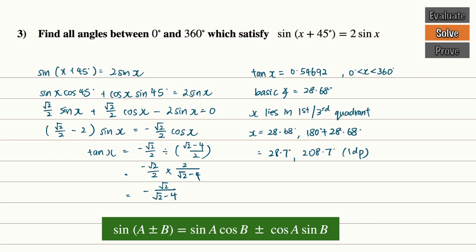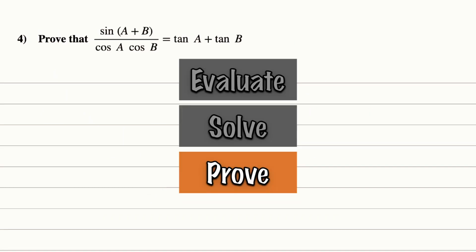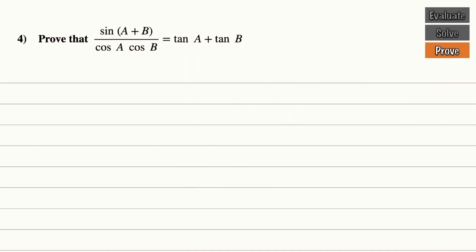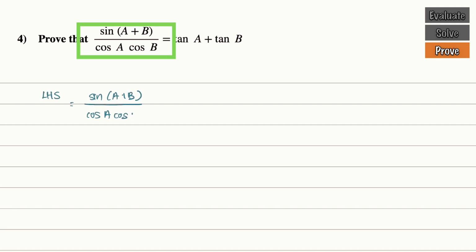We're going to move on to the last type of question, which is the proving kind of questions. Alright, so prove that sine A plus B over cosine A cosine B is equals to tangent A plus tangent B. Now when we prove a trigo function, ensure that you start off with the more complicated side. For this case, we can identify the left hand side as the more complicated one.